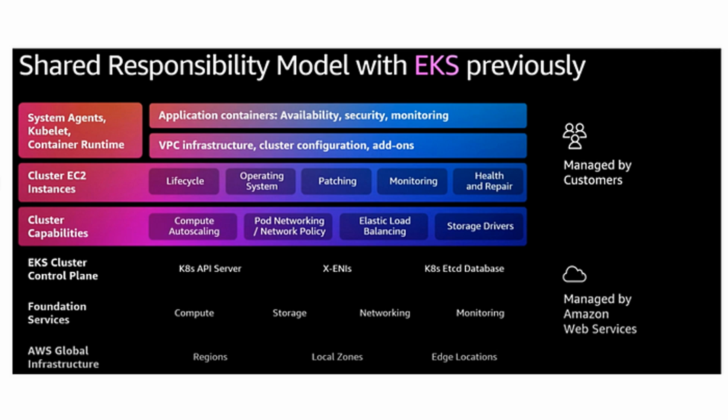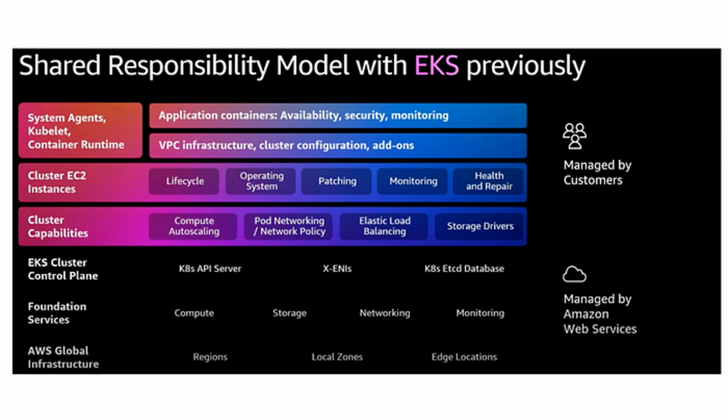So this is the shared responsibility model with EKS previously. Amazon normally manages the global infrastructure, foundation services, and the cluster control plane. In the cluster control plane, we have the API server and the etcd database. The user's responsibilities are mainly the cluster capabilities and the cluster EC2 instances. On the cluster capabilities side: compute auto scaling, pod network policies, elastic load balancing, and storage drivers. And for the cluster EC2: the lifecycle, operating system, patching, monitoring, and health and repair. So this will be our headache from the user end; we have to manage all this, and also ensure the application availability, security, and monitoring.